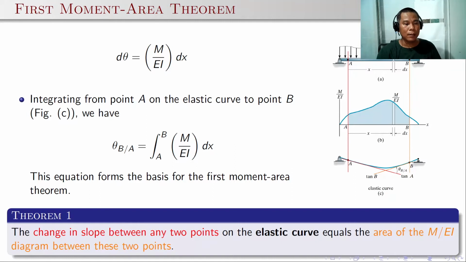Theorem 1 states that the change in slope between any 2 points on the elastic curve equals the area of the M over EI diagram between these 2 points. So if you are interested in the slope between 2 points on the elastic curve, it's quite easy to determine. Just draw the moment diagram divided by EI. So you have drawn the M over EI diagram. Then take the area of this M over EI diagram between point A and point B. That area is the change in slope between the 2 points A and B.